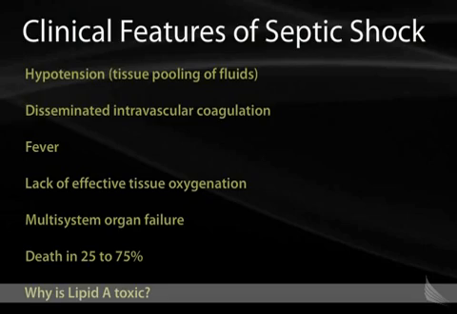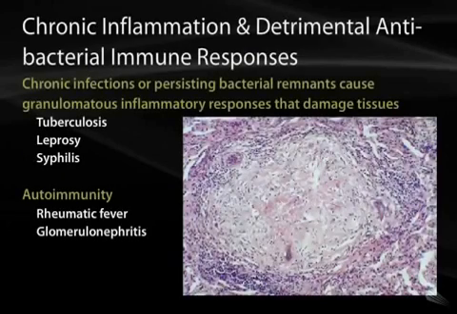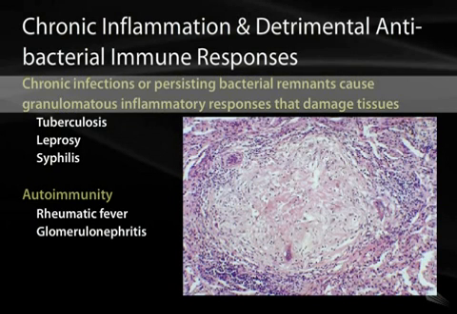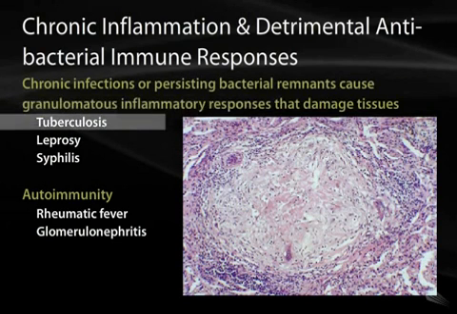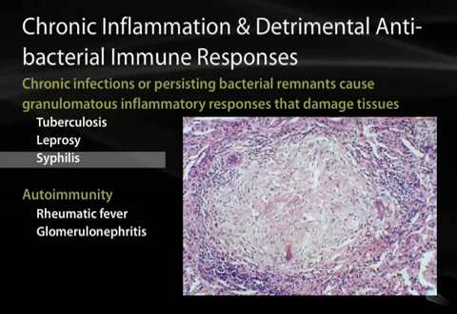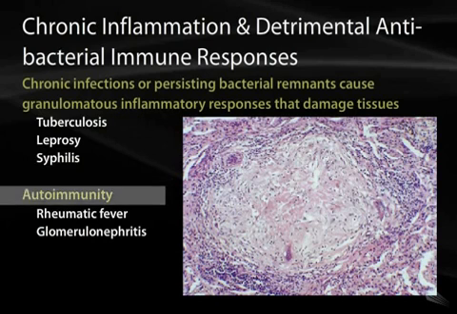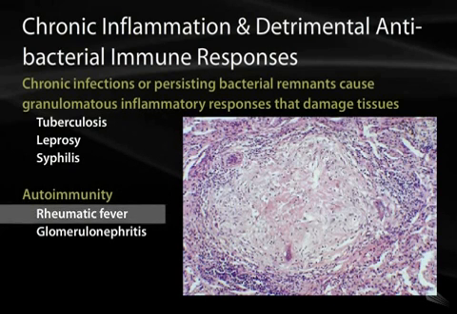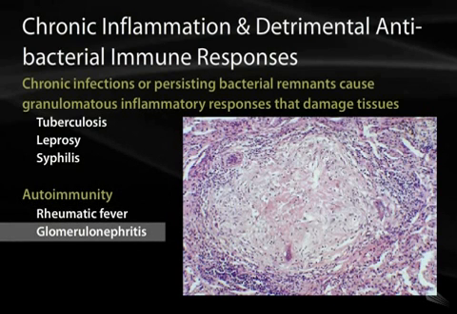Chronic inflammation can be detrimental, and the immune system sometimes, in its response to bacteria, can cause problems. Chronic infections or persisting bacterial remnants can cause a granulomatous inflammatory response that damages tissues. Classic examples of granulomatous bacteria include tuberculosis, leprosy, and the spirochete that causes syphilis. You can also get autoimmunity, which gives you rheumatic fever and glomerulonephritis and streptococcal disease.